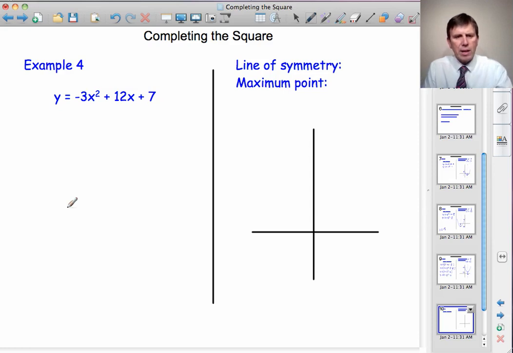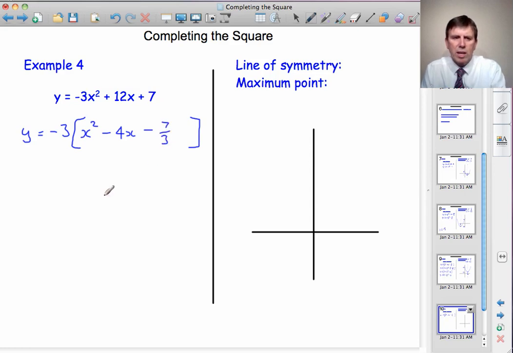Well, again, we take out a common factor of the amount of x squareds that we have. So we write y is equal to minus 3 multiplied by a square bracket. What do I multiply minus 3 by to get minus 3x squared? X squared. What do I multiply minus 3 by to get minus 12x? Minus 4x. What do I multiply minus 3 by to get plus 7? Answer, minus 7 over 3.